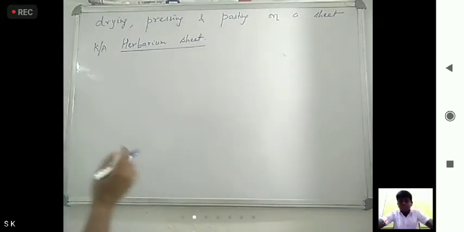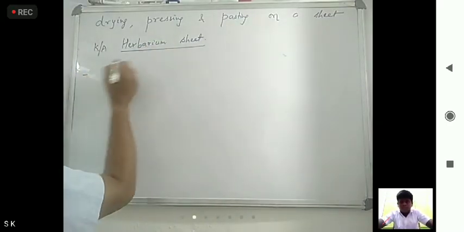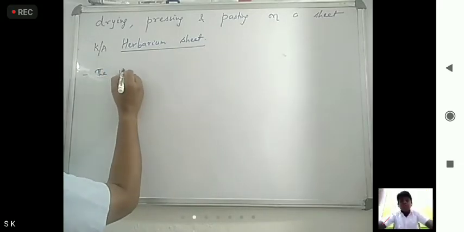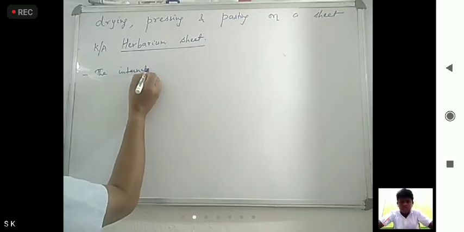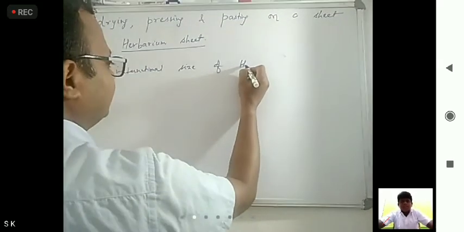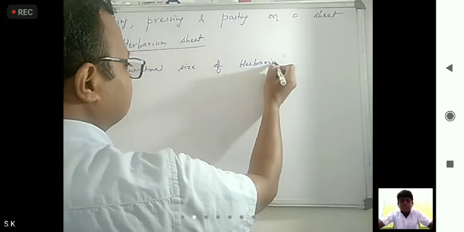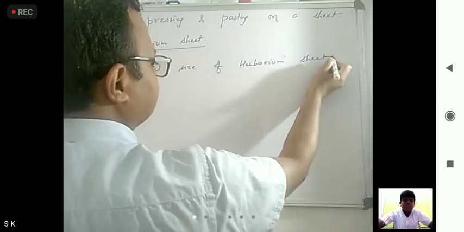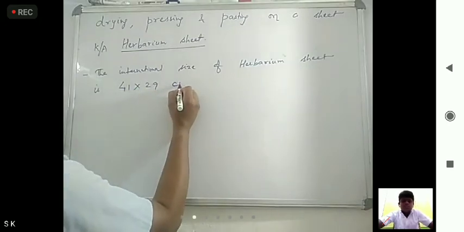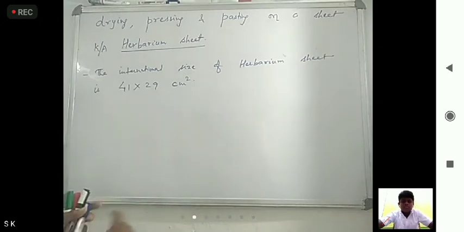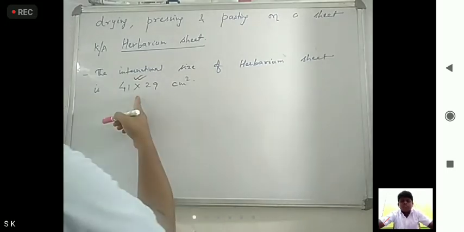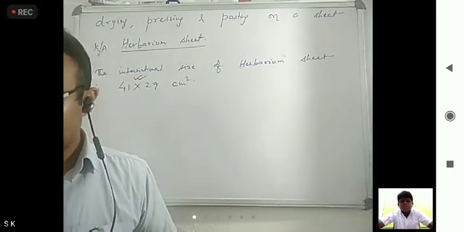Herbaria or herbarium. Now, sometimes the question asks what is the size of this herbarium sheet? So the international size of herbarium sheet is 41 into 29 centimeter square. This size you have to remember. What is that size, international size? 41 into 29 centimeter square.